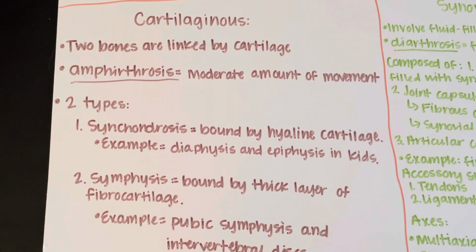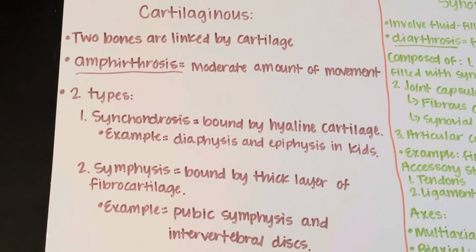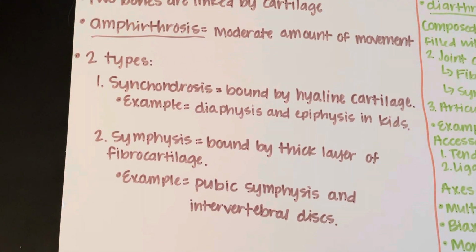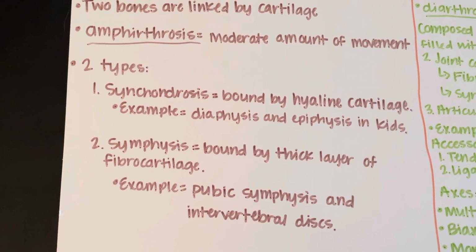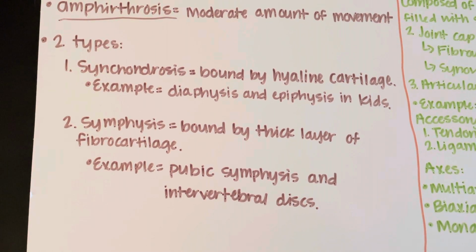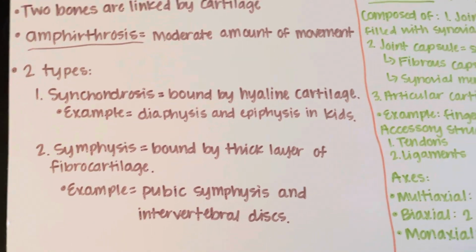Synchondrosis, which is bound by hyaline cartilage. An example is the diaphysis and epiphysis in children. And then symphysis, which is bound by a thick layer of fibrocartilage. Examples are the pubic symphysis and intervertebral discs.